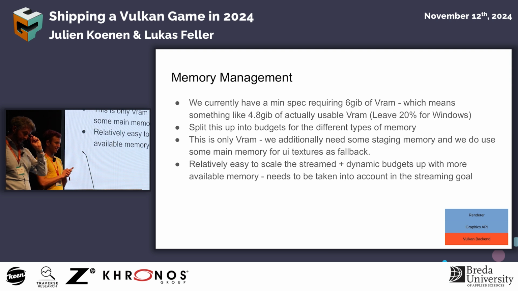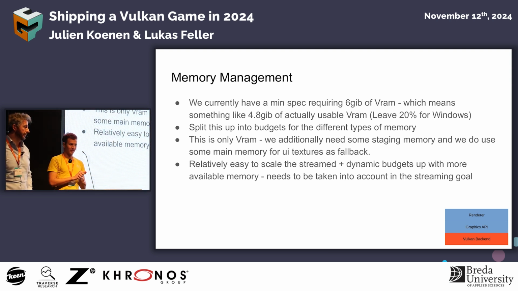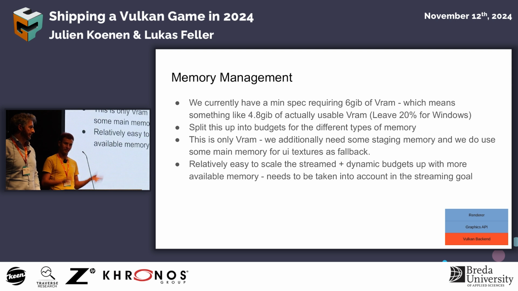We currently restrict ourselves to 6 GB of VRAM, assuming the GPU has 6 GB of VRAM, which, leaving some space for Windows and other applications, basically leaves us with 4.8 GB of VRAM that we can actually use. We split this up into budgets for the different memory types I just mentioned. And note that this is only VRAM that we are allocating from the GPU device. There is additional Vulkan memory that we allocate from the host memory.